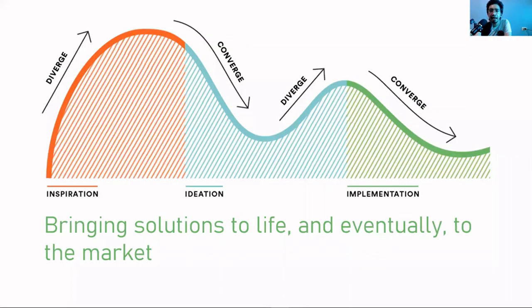And lastly, in the design thinking process is implementation. It brings solutions to life and eventually to the market. So from divergent thinking in the ideation, it moves again to convergent. So for implementation, it is converging. And if you already have an innovative solution, these are some questions that you can think of. How do you make your concept real? How do you assess if it is working? And how do you plan for sustainability?